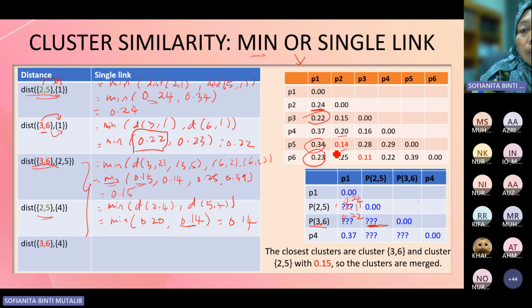I'll place this for a moment. 5, 4 is here. See? 0.15, 0.20. Okay, so this is the minimum of distance 3, 4.